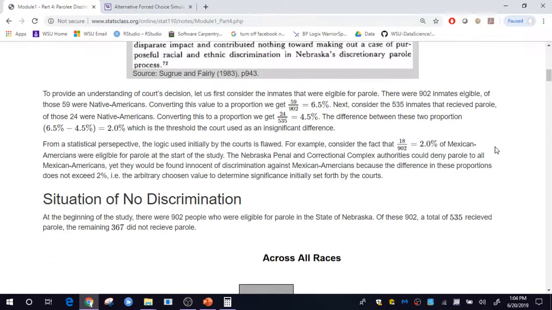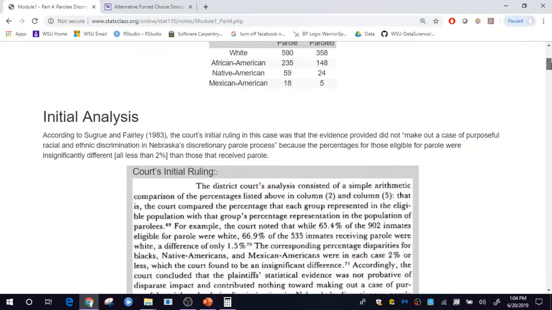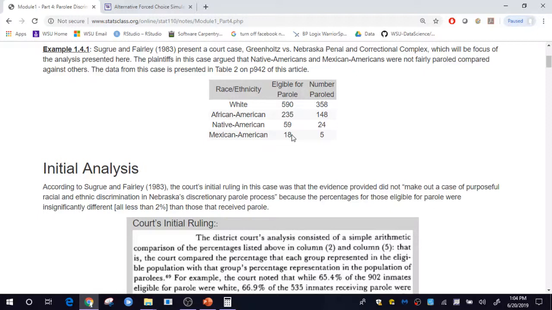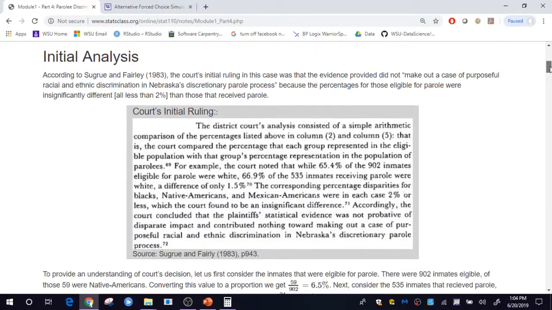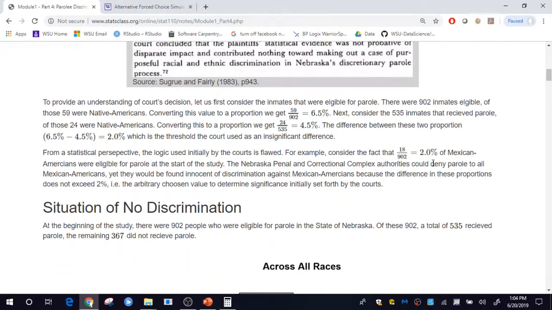I'm going to argue from a statistical perspective that that logic is flawed. To help communicate that, let us consider the fact that 18 of the 902 individuals were Mexican Americans. So if we go back up to that table, we can see that 18 of the 902 eligible for parole were Mexican Americans. 18 divided by 902 is right at 2%.